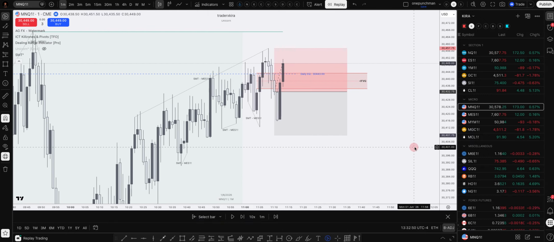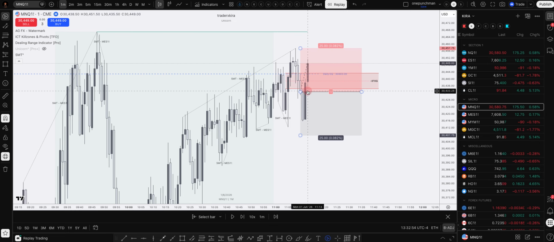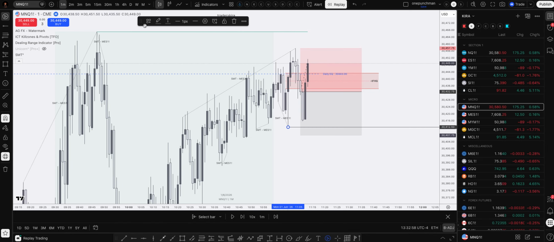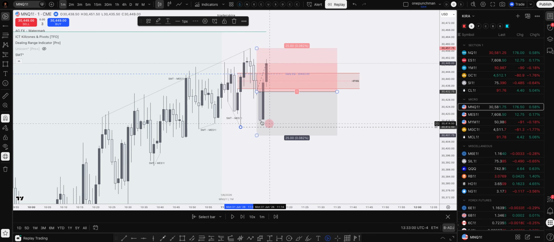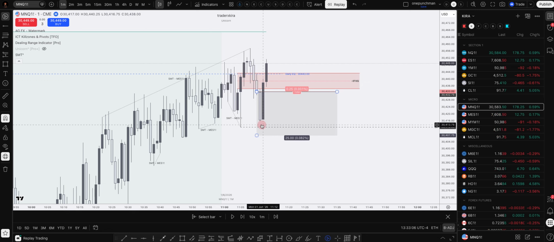Now, I will tell you another thing in terms of trade management. What I told myself when I was in this trade was, if this level right here gets tagged, I'm immediately moving my stop loss to break even, no matter what. But it front-ran it. And then it went all the way through, and then we get a closure back on the other side of the IFVG, and then the rest is history.